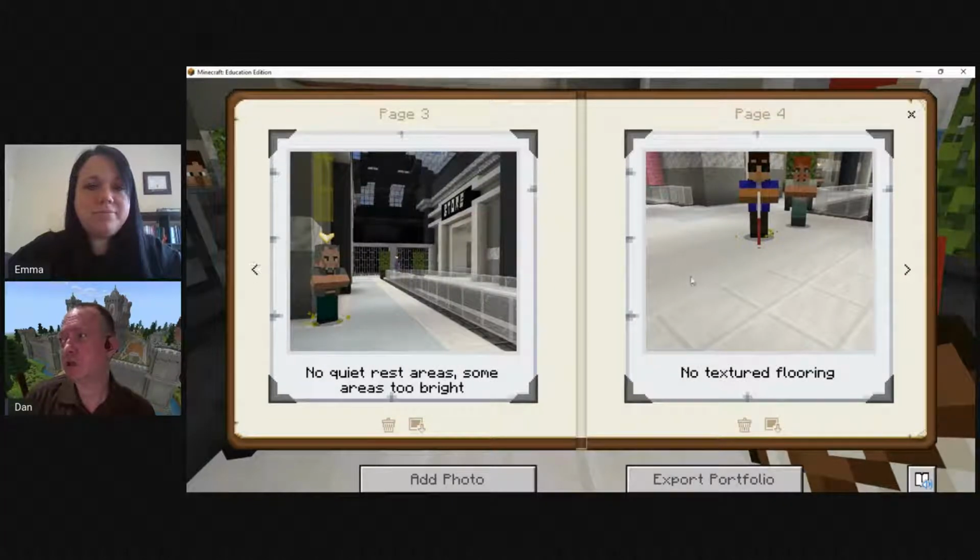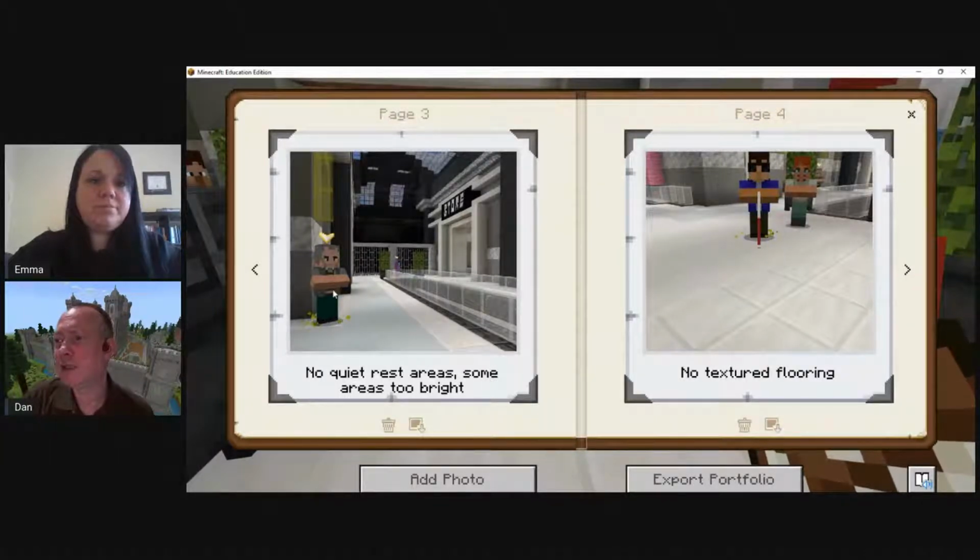No textured flooring. So we have someone with a vision impairment, and vision impairments can be, there's a range of them. There's blindness and color blindness, and even just not being able to focus properly, cataracts. There's all sorts of different ones. So having some textured flooring in this space would be a huge benefit for this character here, in being able to be independent and walk through this area on their own.